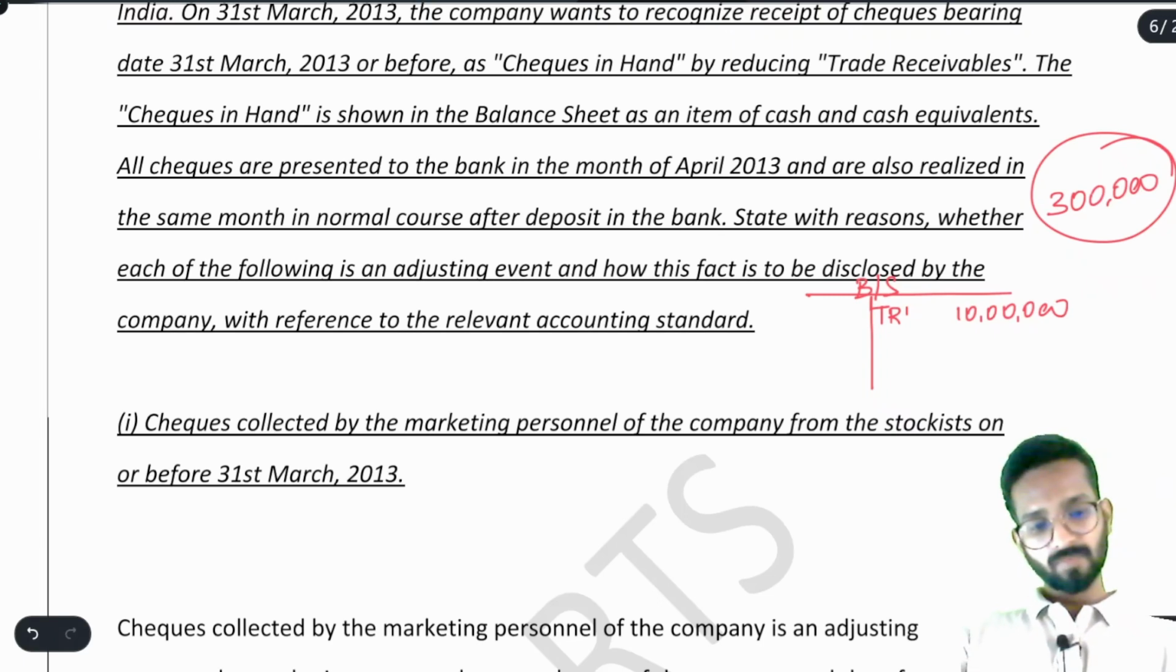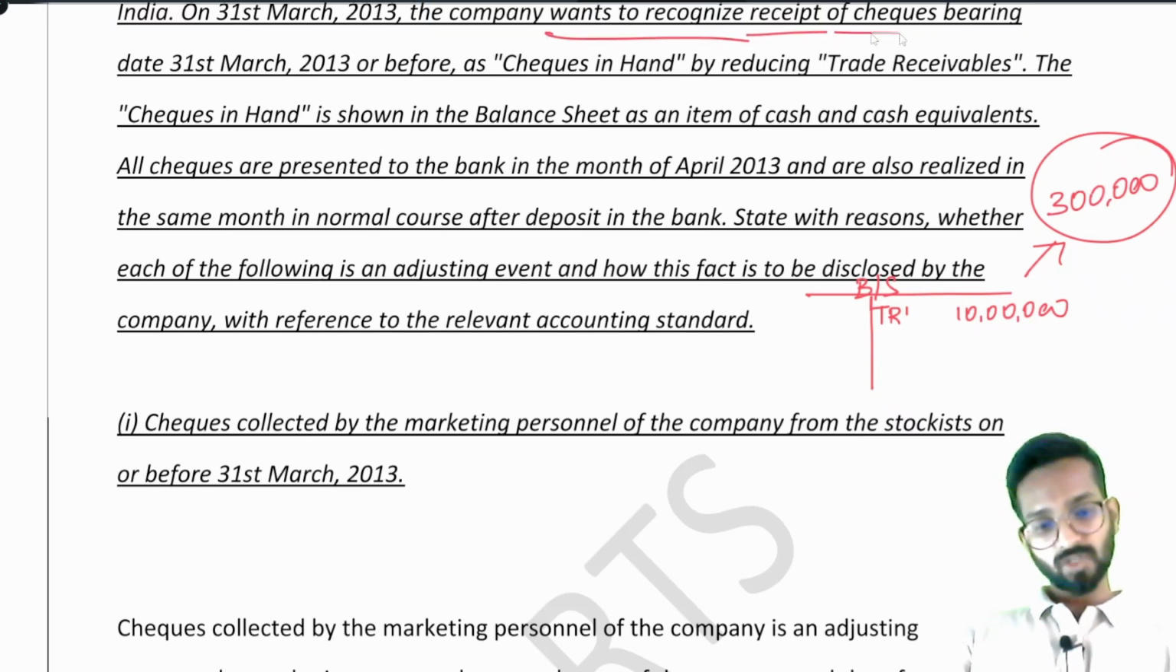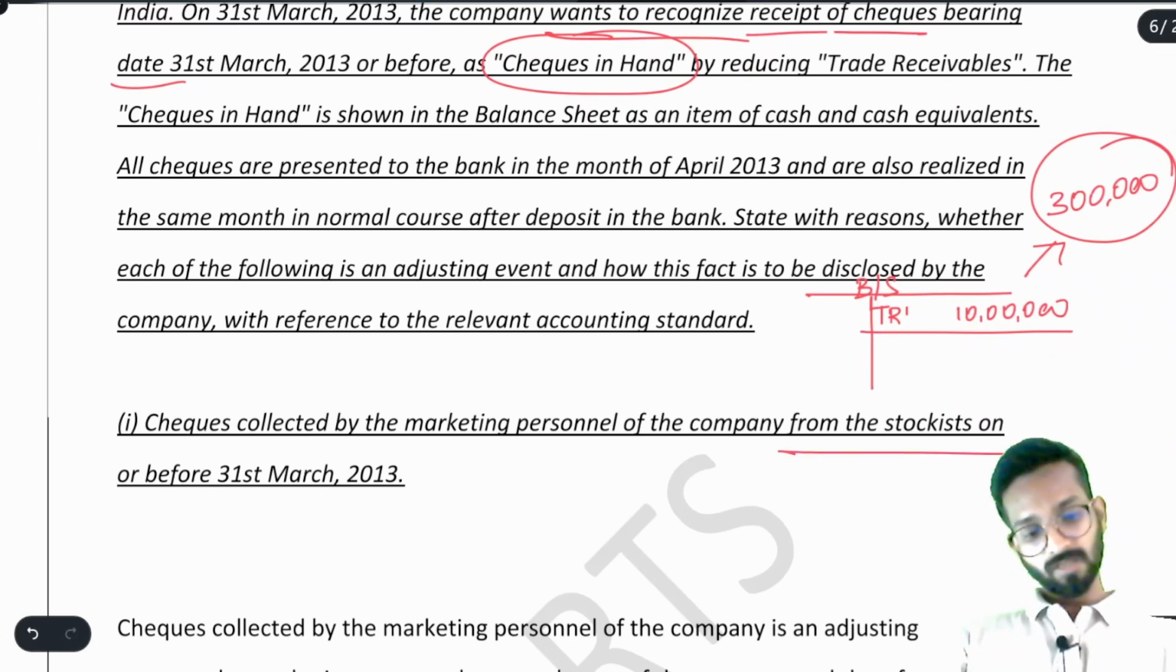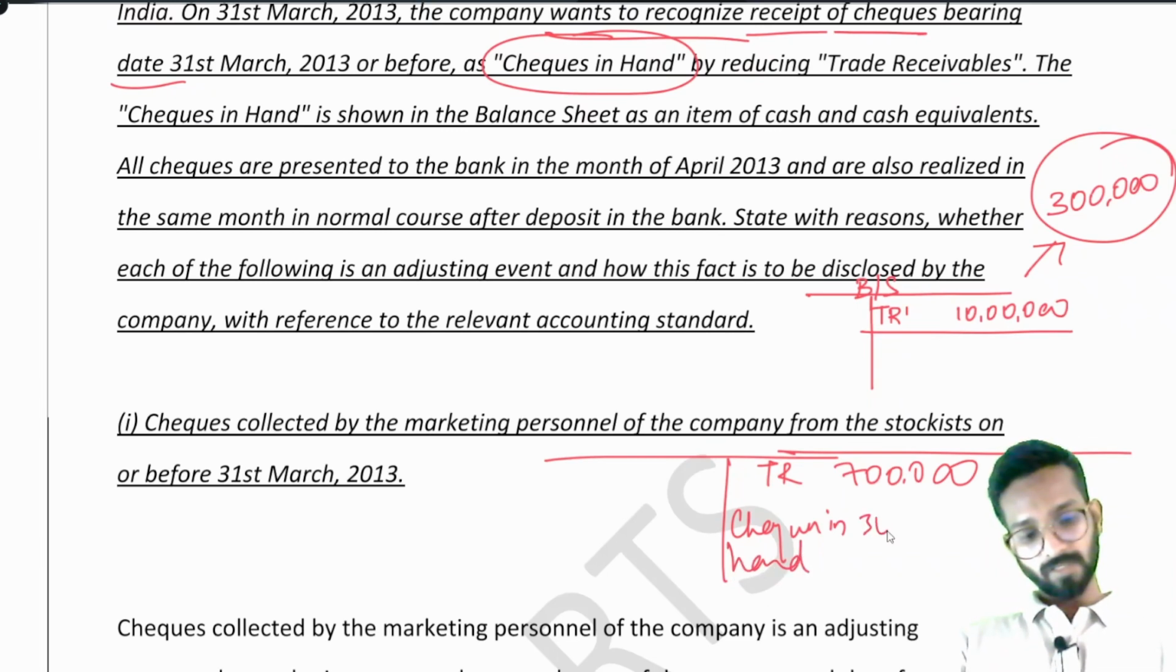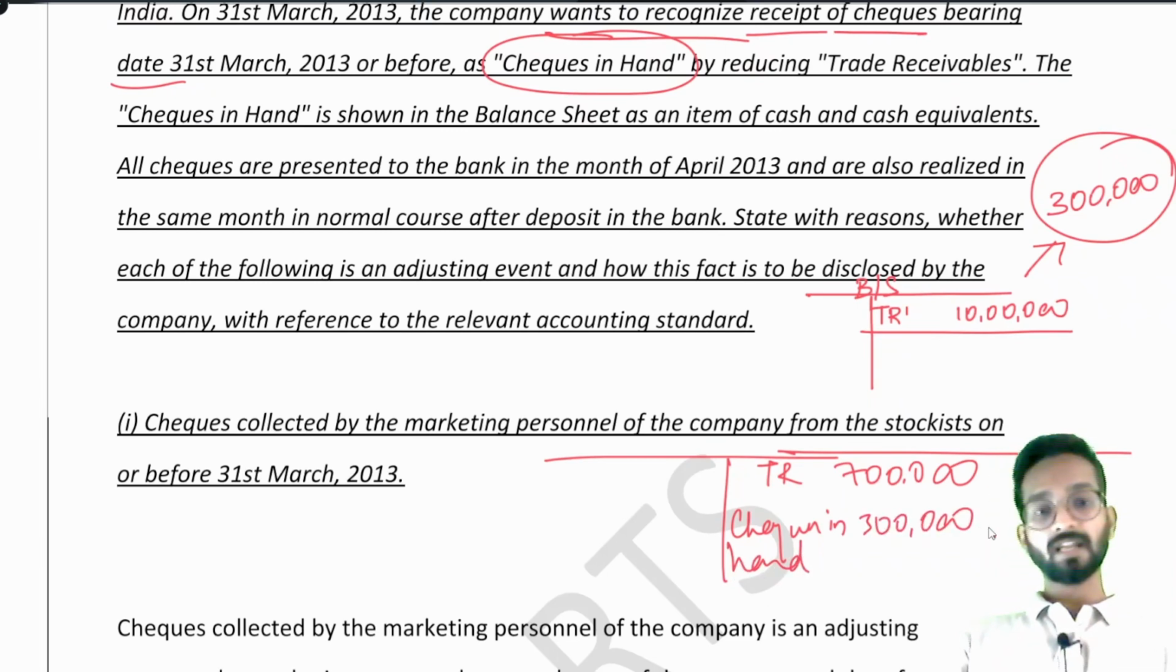See what they are saying. Out of the trade receivable of rupees 10 lakh, we received cheques of rupees 3 lakh. Okay. The company wants to recognize receipt of cheques bearing the dates as cheques in hand. This is trade receivable 10 lakh already shown. What does the company want? The company is saying, I want to show it like this: trade receivable 7 lakh, and then we want to show in our assets cheques in hand 3 lakh. They are asking us that we want to show like this. Okay.